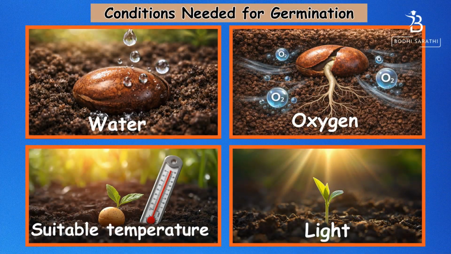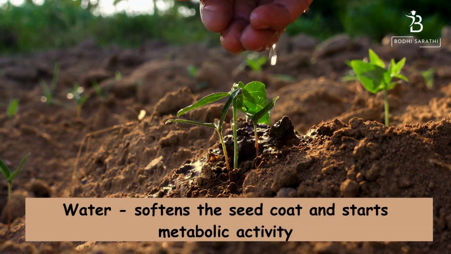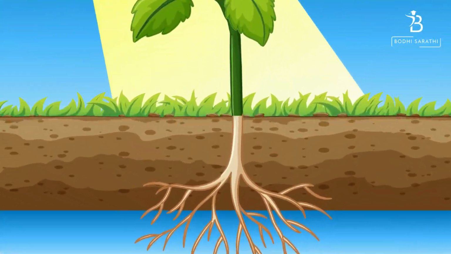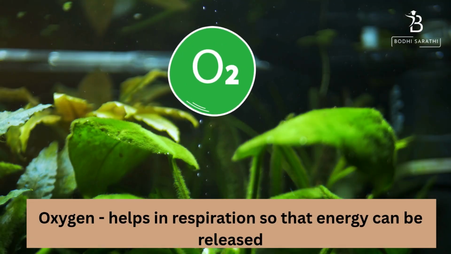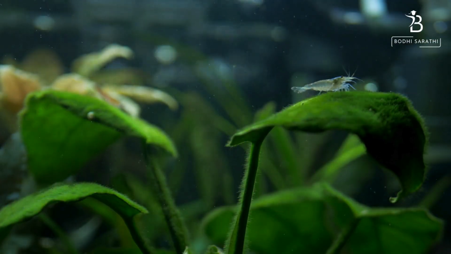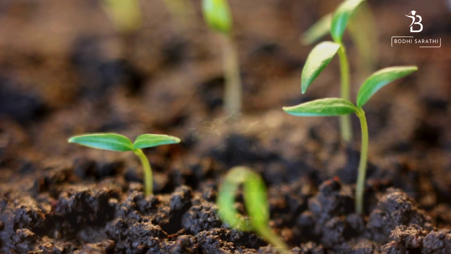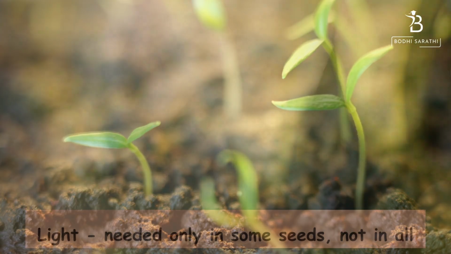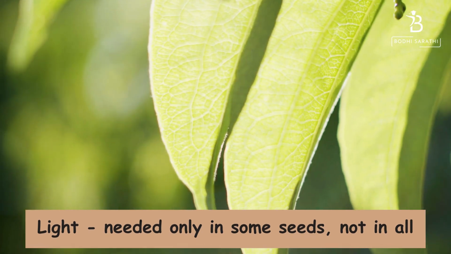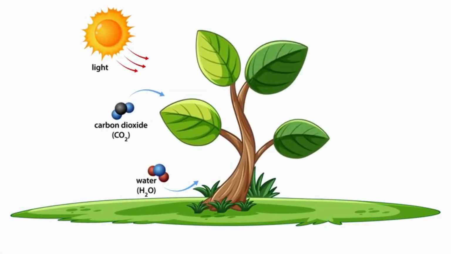Conditions needed for germination. Water softens the seed coat and starts metabolic activity. Oxygen helps in respiration so that energy can be released. Suitable temperature allows enzymes to work properly. Light is needed only in some seeds, not in all.